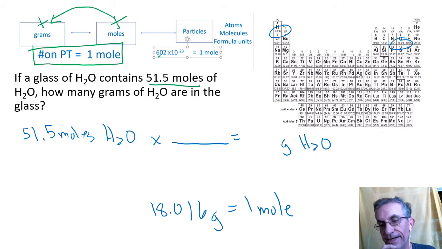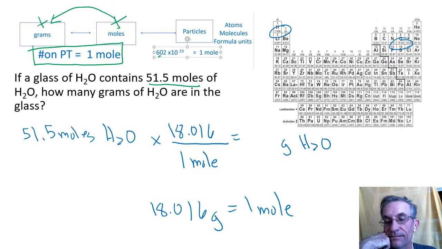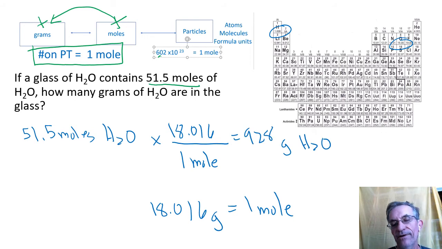All right, so let's see how we're going to use it. Why don't you think about it? Do you want to multiply by 18 or divide by 18? I think you should be multiplying. 1 mole would go on the bottom, and the 18 goes on top. It should look like that. Now, if you work it out, and I worked it out earlier, I got 929 grams.